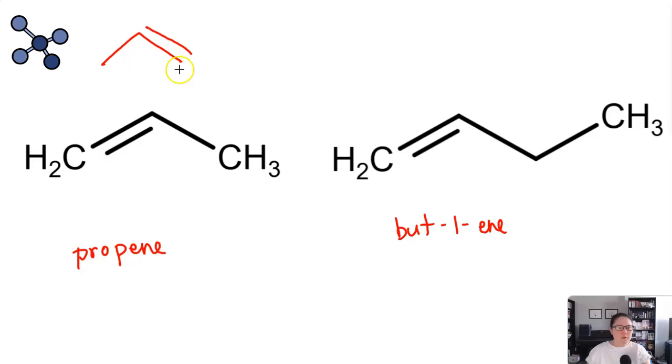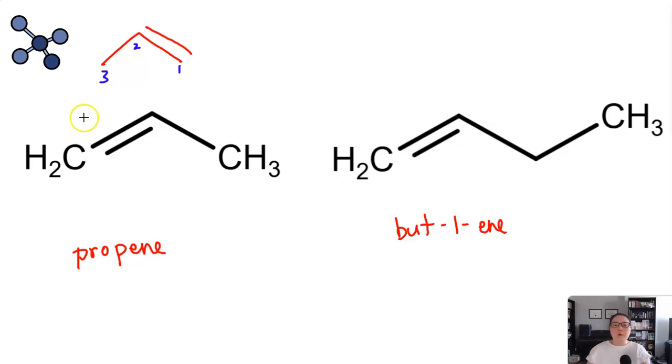Whereas if you put it here, this will be 1 for the double bond. And that's going to be the lowest number combination for your double bond. So no matter what you do with this propene, that double bond is always going to start on carbon 1. And so propene is just propene because there's literally no other way that you can draw propene.